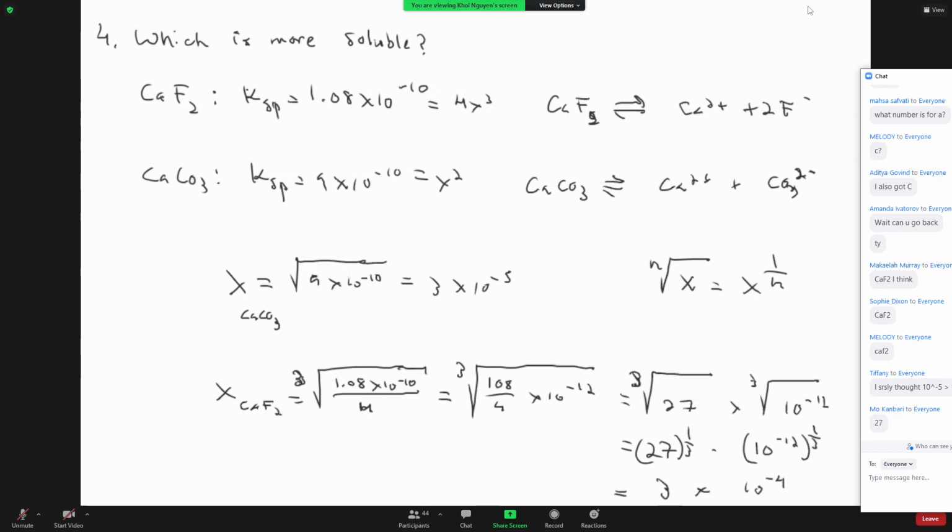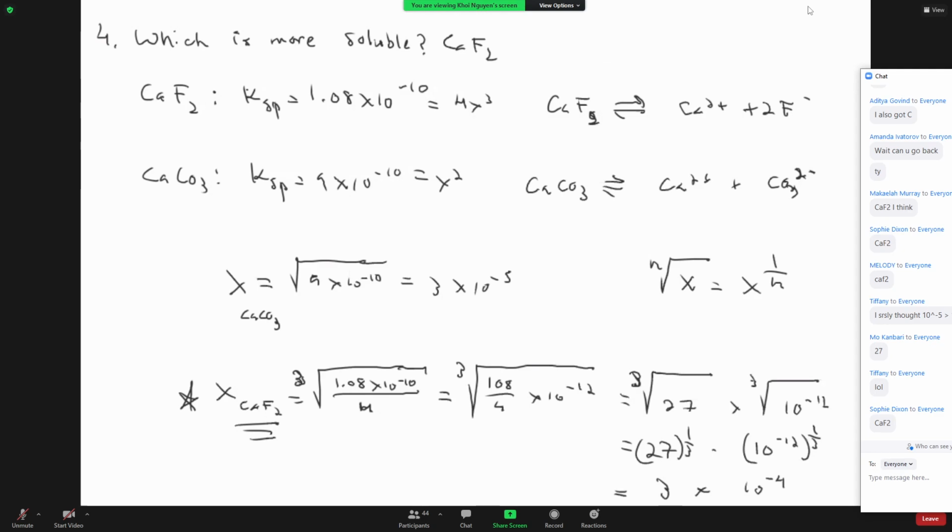So which number is bigger? 10 to the negative 4 or 10 to the negative 5? 4. Good. So we're going to choose calcium fluoride as being more soluble. Okay. This is how you use that KSP and your molar solubility together.